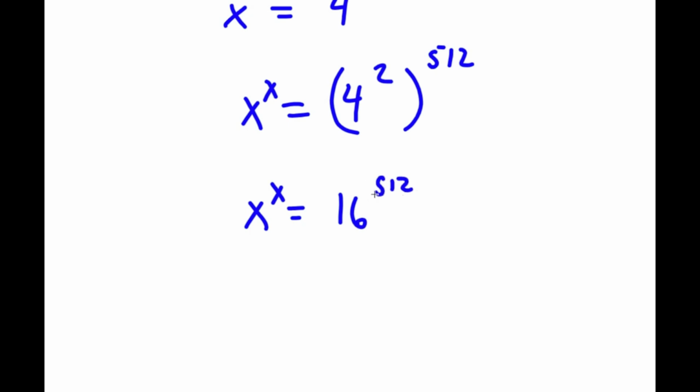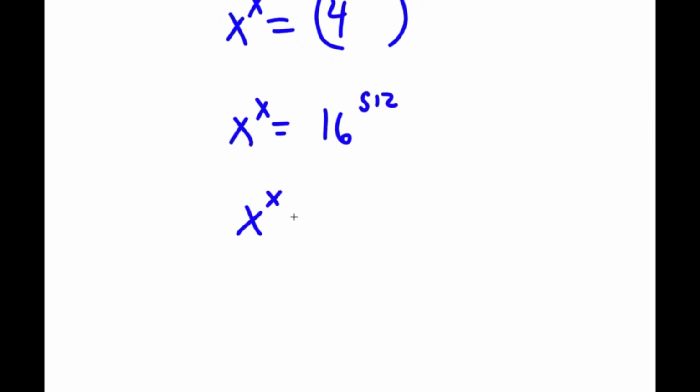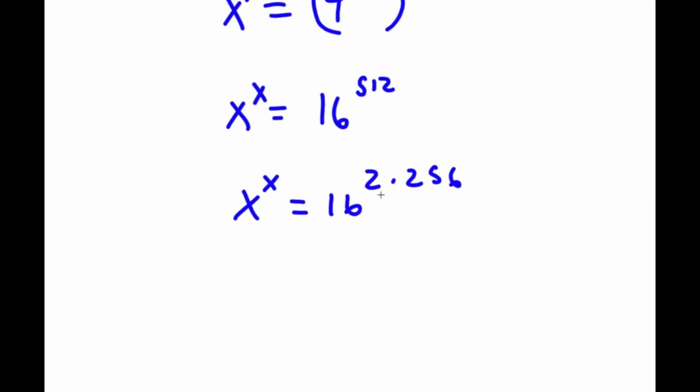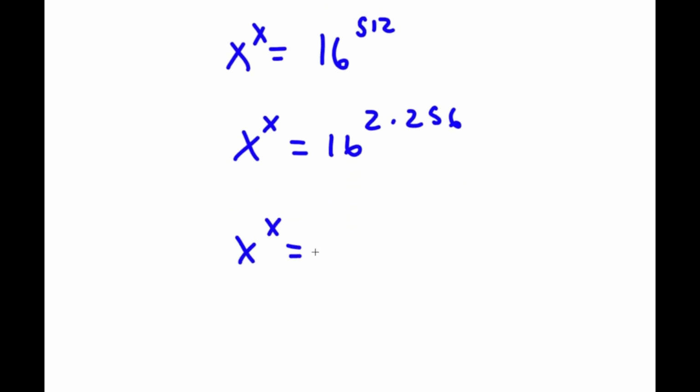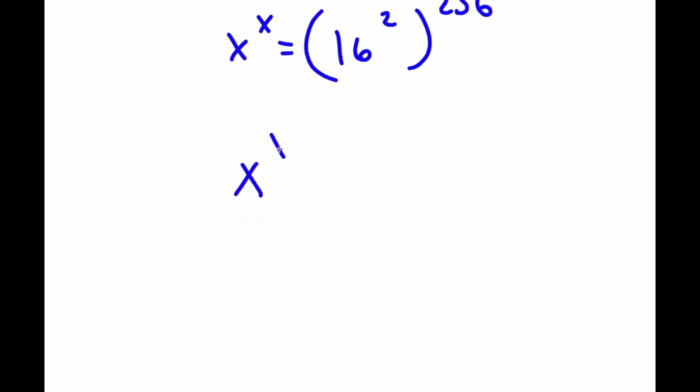And now I'm going to do this again. 512 is the same thing as 2 times 256. And again, this is equal to 16 to the power of 2 to the power of 256. And 16 to the power of 2, that's simply equal to 256. So now I have x to the power of x is equal to 256 to the power of 256.